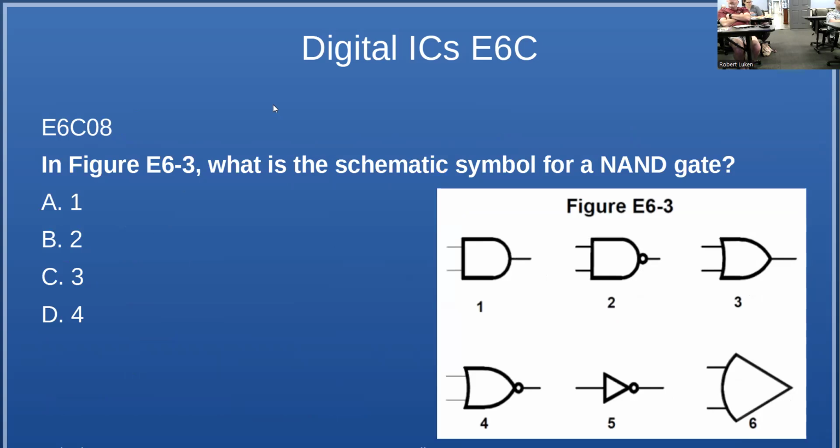So in 6.3, what's the schematic symbol for a NAND gate?